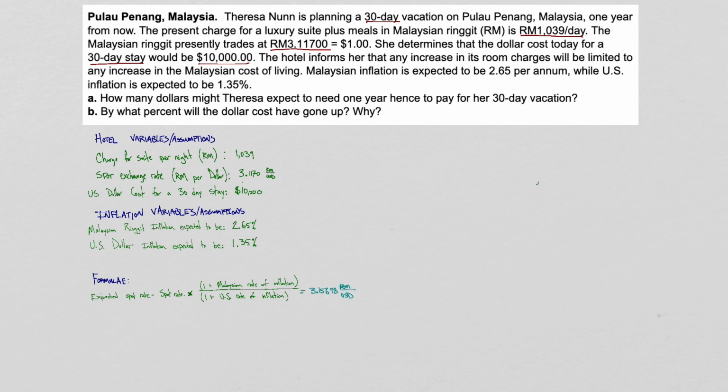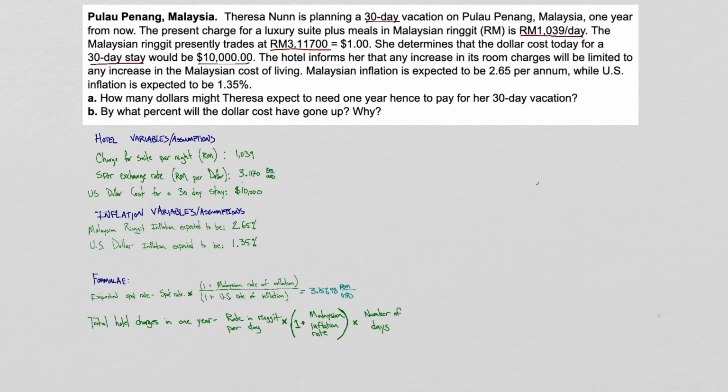And then maybe the next thing we can do is figure out how much these hotel charges are going to be, just first in ringgit, not what they are right now. We've already figured that out. But what they're going to be 1 year from now, keeping in mind the current rate, Malaysia's rate of inflation, and the fact that we're staying for 30 days.